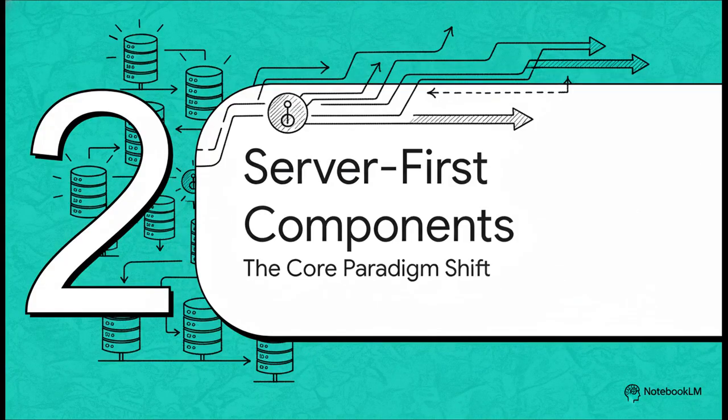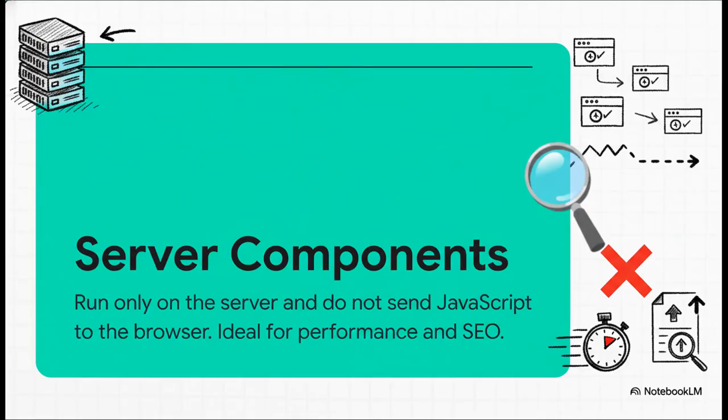Okay, now for the most important part, server-first components. Seriously, if you understand this one core idea, you've basically mastered the new app router. It's a total paradigm shift. So what on earth is a server component? Well, think of it like this. It's a component that does all its thinking and rendering on the server, and then it's done. It sends zero JavaScript to the browser. Absolutely none. This makes your pages incredibly lightweight and lightning fast, which is amazing for performance and for Google too.